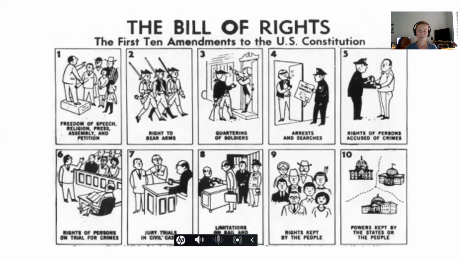The Third Amendment is also antiquated. It's outdated. It's old. Because this one refers to the Quartering Acts, the fact that the British were forcing colonists here to house British soldiers.